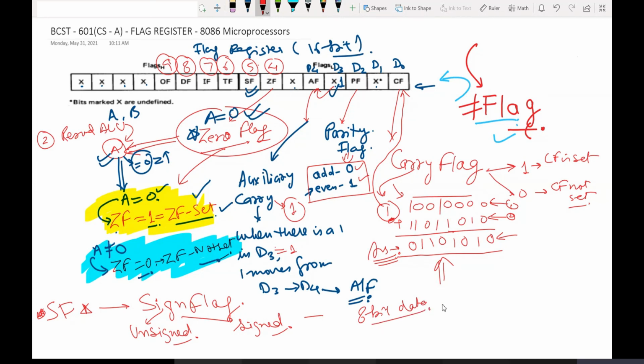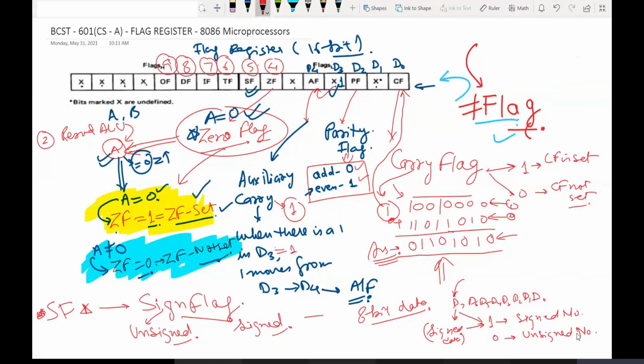if the data is of 8 bits, you have D0, D1, D2, D3, D4, D5, D6 and D7. This 8th bit tells us the sign of the data. If D7 is equal to 1, that means the number is a signed number. If D7 is equal to 0, that means the number is unsigned.